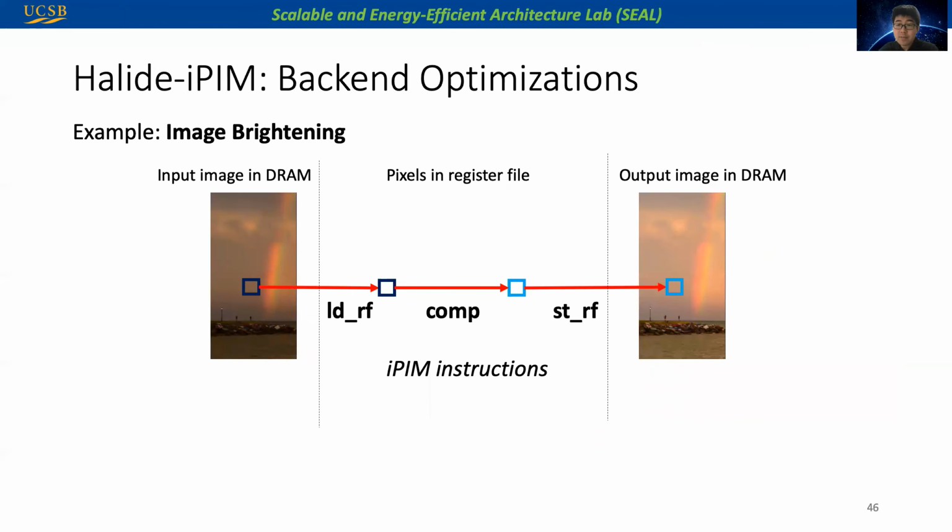Here, we use a simple instruction trace from image brightening as an example. The pixels will be loaded from DRAM banks into the register file using the load register file instruction. Then each pixel value is incremented using a compute instruction. In the end, the pixel value is stored back to DRAM using the store register file instruction.